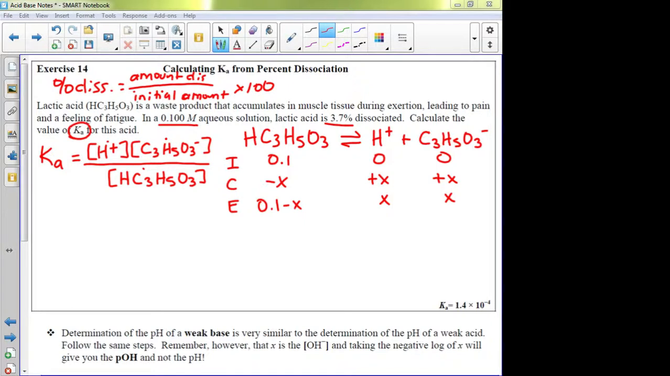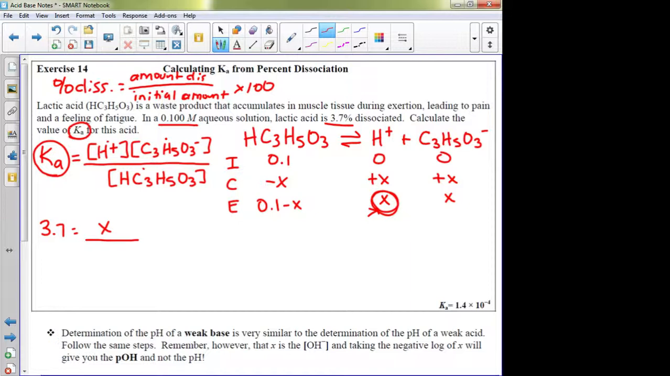Okay. So before I can figure out Ka, I've got to figure out what? X. I've got to know X. So I want to know this value of X. Is there any information given to me in this problem that can help me figure out the value of X? The percent dissociated, right? So I know the percent dissociated, 3.7, is equal to. Do I know the amount that dissociated? No, that is what? X.